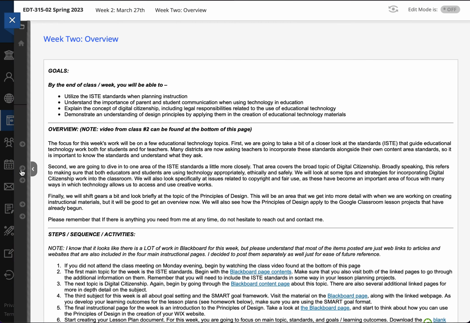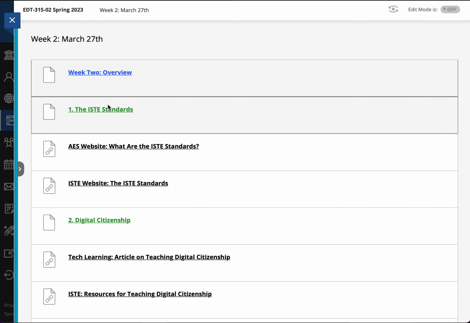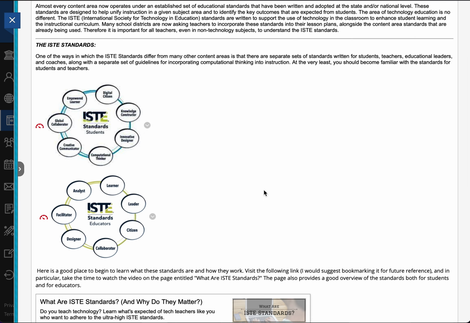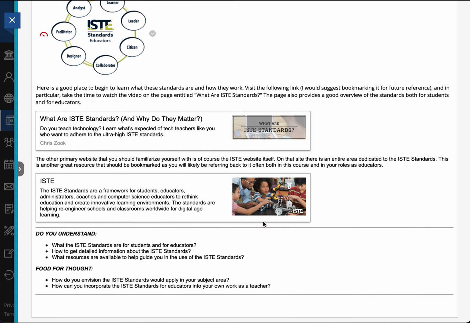So let me quickly overview what those 4 subtopic pages are. First topic of the week is to dive a little deeper into the ISTE standards. I had mentioned those last week in the syllabus. So this will give you a bit of a chance to go a little bit deeper into them. There's an overview article here just about how they are incorporated into classrooms of all subject areas. And then I have a link to the actual ISTE website, which will have more information than you would ever want to know about the ISTE standards.